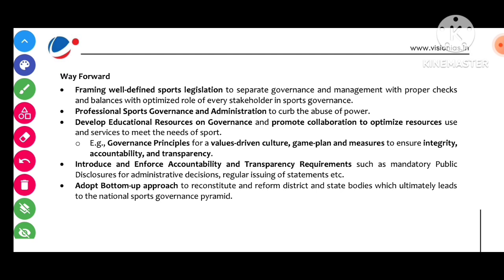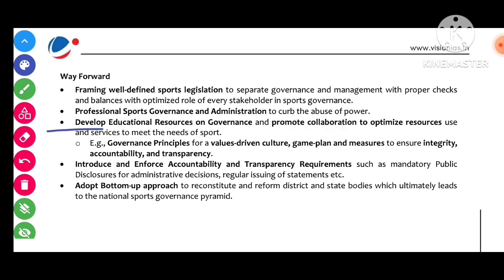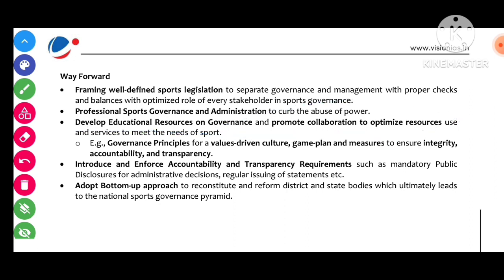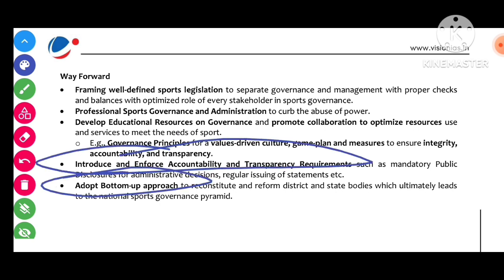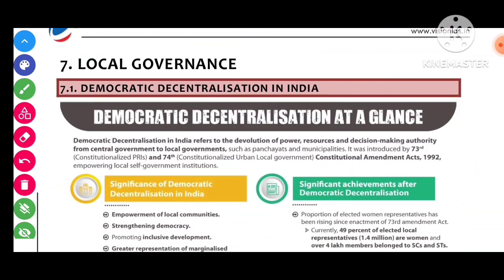So you can take direct measures for sports governance, such as framing well-defined sports legislation, professional sports governance and administration, developing educational resources on governance, promoting collaboration on optimized resources, and introducing and enforcing accountability and transparency requirements with a bottom-up approach. Okay, so remember this. And next is local governance.